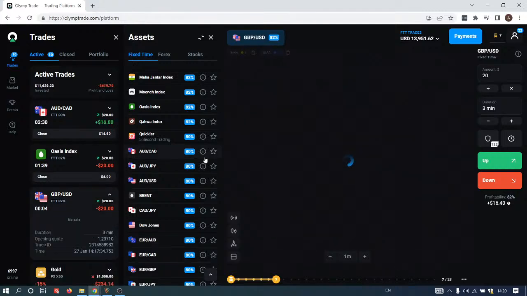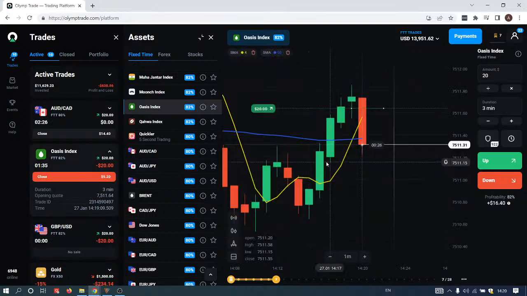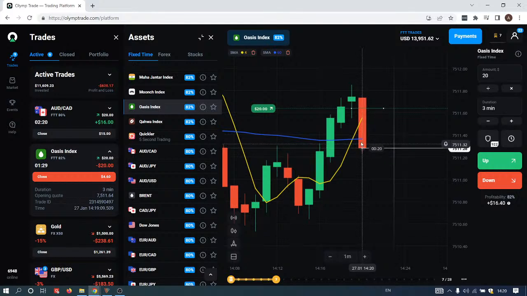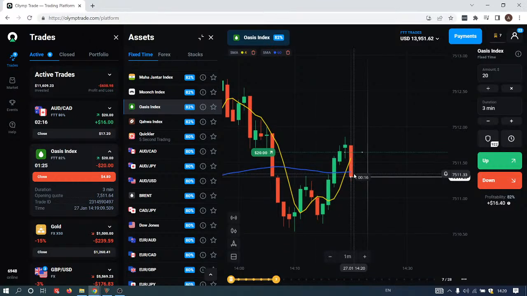Okay, so I cannot cancel this trade here. GBP USD, Oasis. And I don't really want to cancel this trade because anything can happen. We might have a quick pullback.